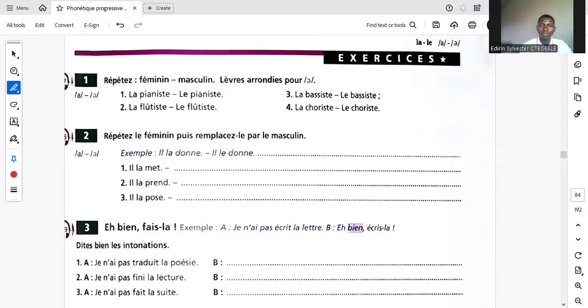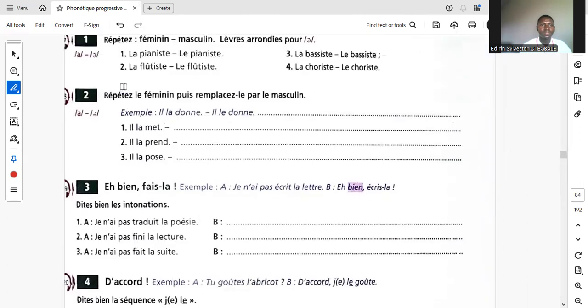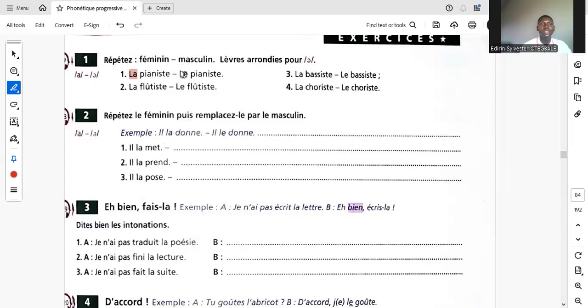Leçon 23. La, le. Exercice 1. La pianiste. Le pianiste. 2. La flûtiste. Le flûtiste. 3. La bassiste. Le bassiste. 4. La choriste. Le choriste.